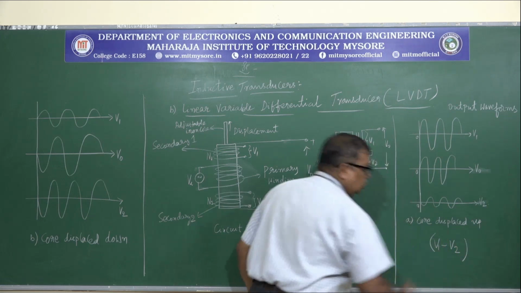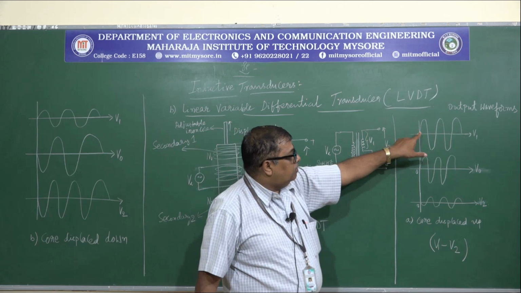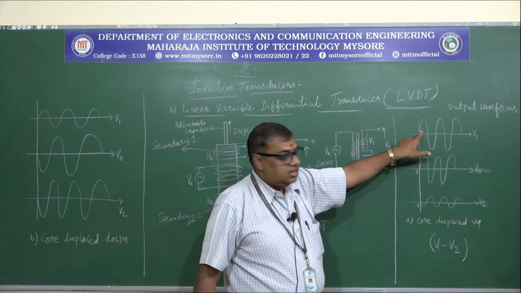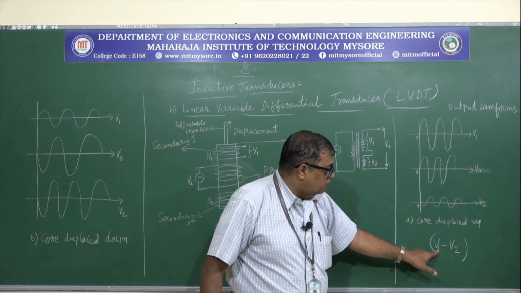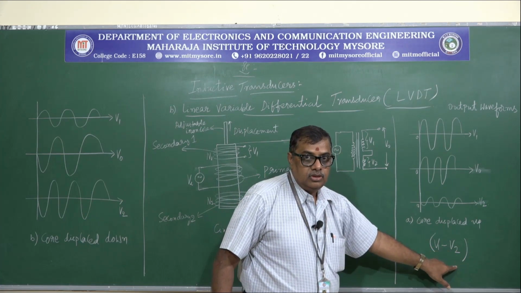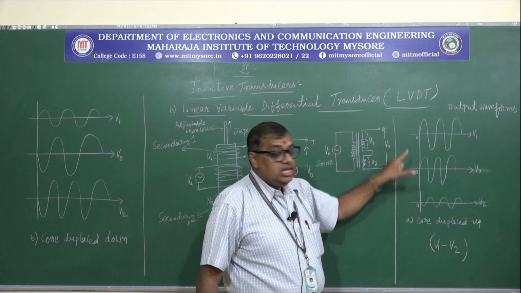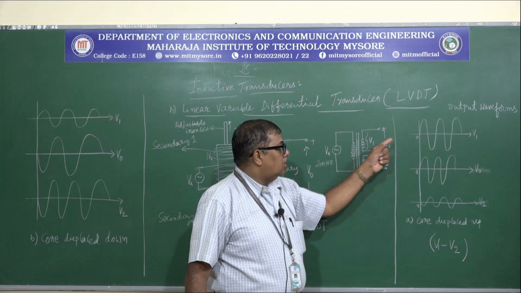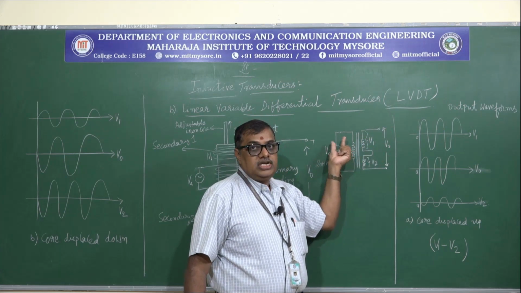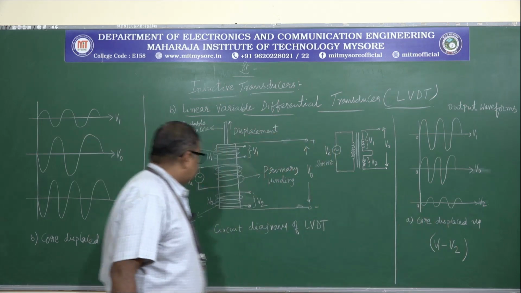The difference of the voltages gives the displacement. Here V1 is starting from plus, whereas V2 is starting from minus. Therefore, I have written V1 minus V2. So the voltage is calculated from the difference of the secondary voltages, V1 minus V2. This is for the first type of displacement, whenever the core is displaced up.